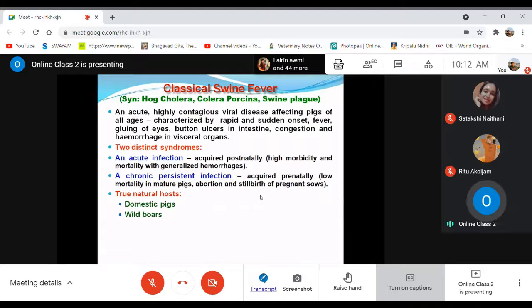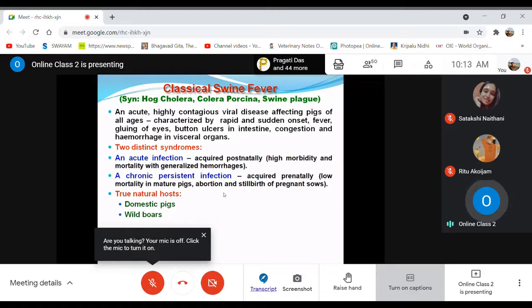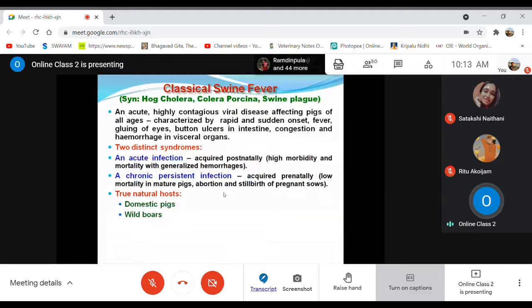Then the chronic persistent infection is acquired prenatally. Here the infection occurs during fetal life, and there is low mortality in mature pigs, but the pregnant sows may show abortion and stillbirth. That is very common. In this particular chronic persistent infection, reproductive failure is the main sign and symptom. That is the main problem of these chronic persistent infections.